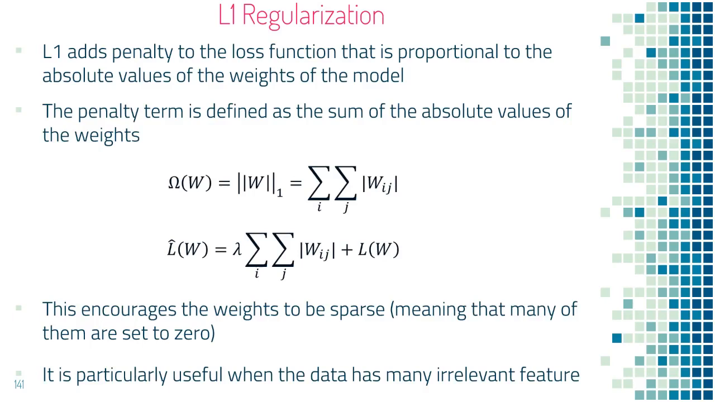So this encourages the weights to be sparse. You can have sparse weights for this. It is particularly useful when the data has many irrelevant features.